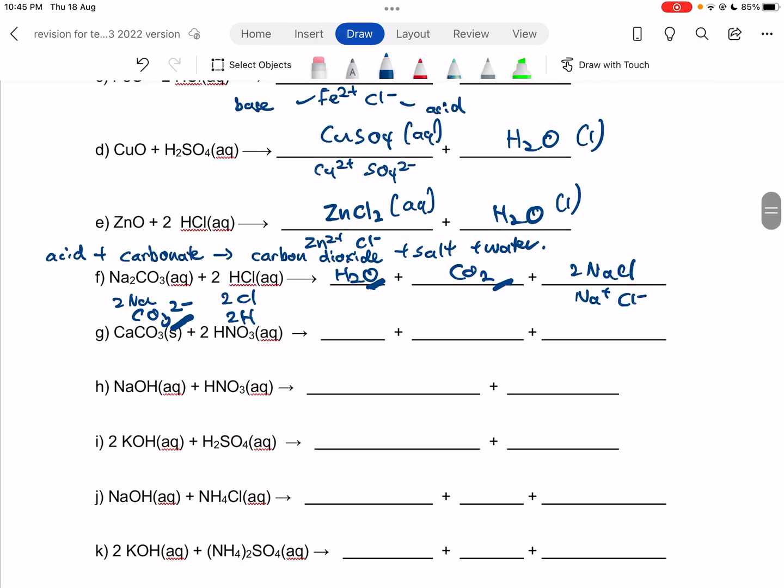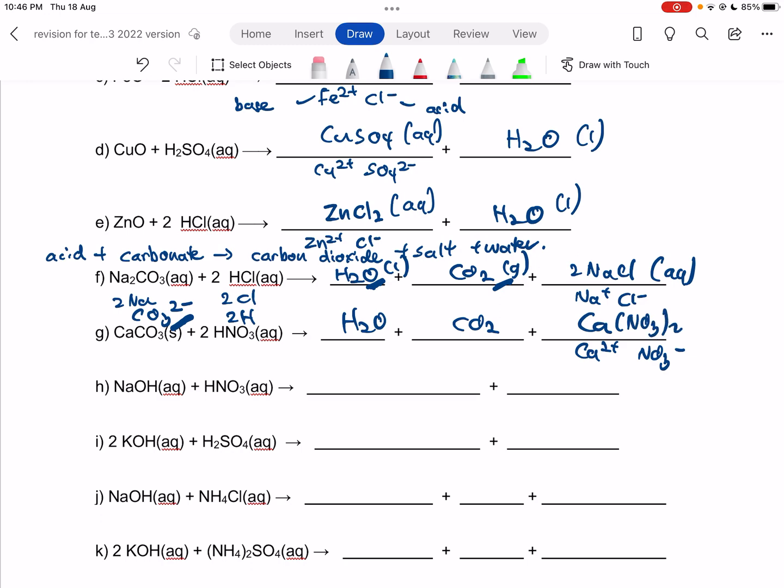Okay, so the next one, calcium carbonate and nitric acid. This will give you calcium. Once again H2O first, and CO2. Then I have Ca2 plus and NO3 minus. So this one becomes Ca(NO3)2.